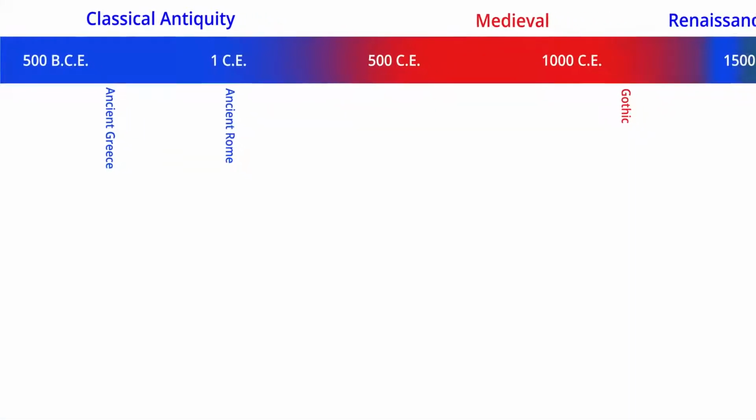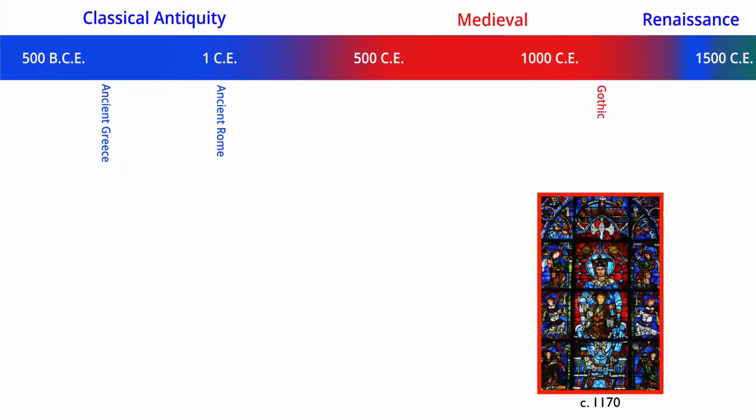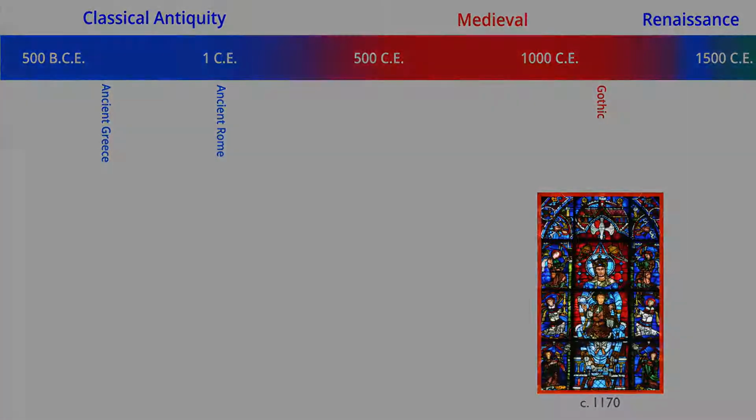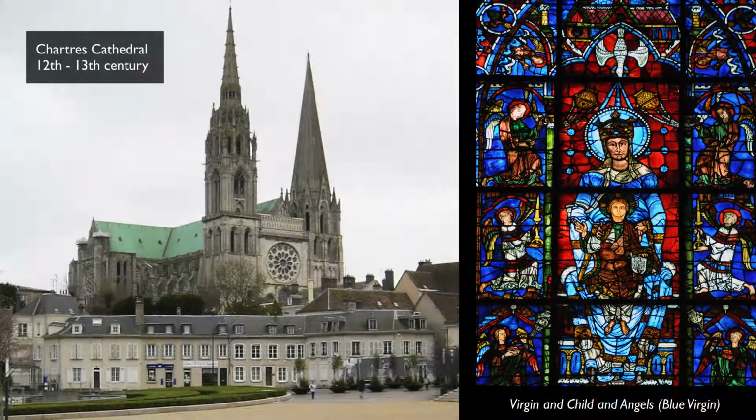Let's start at the very end of the medieval. And that's a good place to start because it gives us a sense of what the Renaissance is going to do differently. So let's start with this beautiful stained glass window from Chartres Cathedral. This was a very important cathedral in the medieval period, and it's extremely famous for its stained glass. And one of its most famous windows is known as the Blue Virgin.